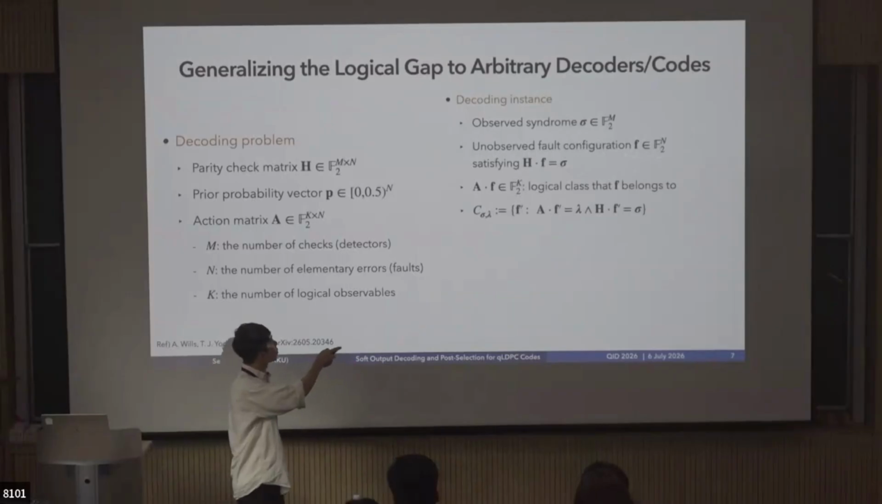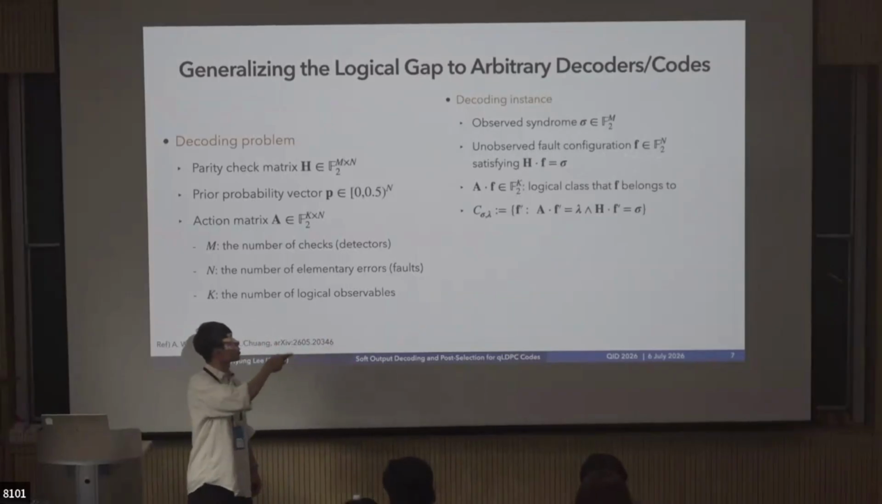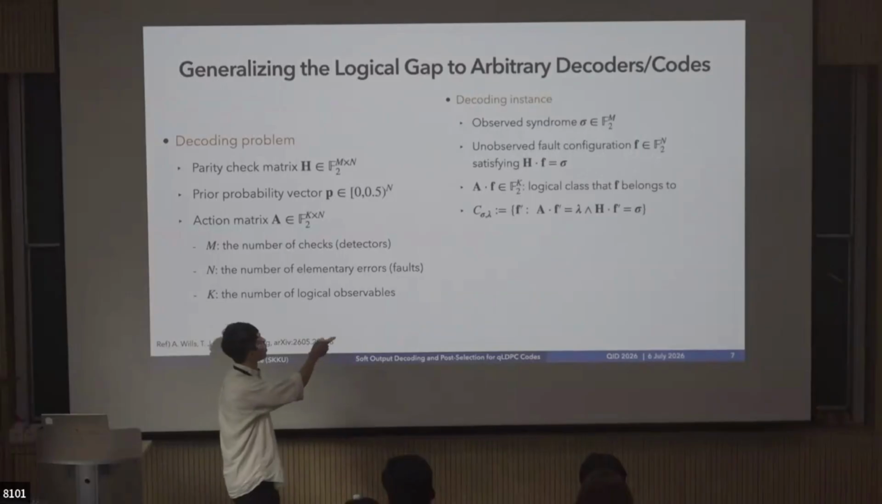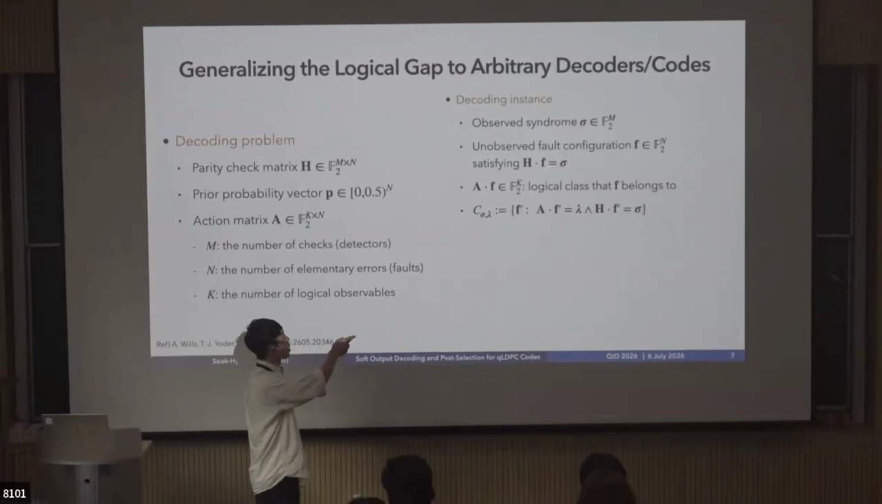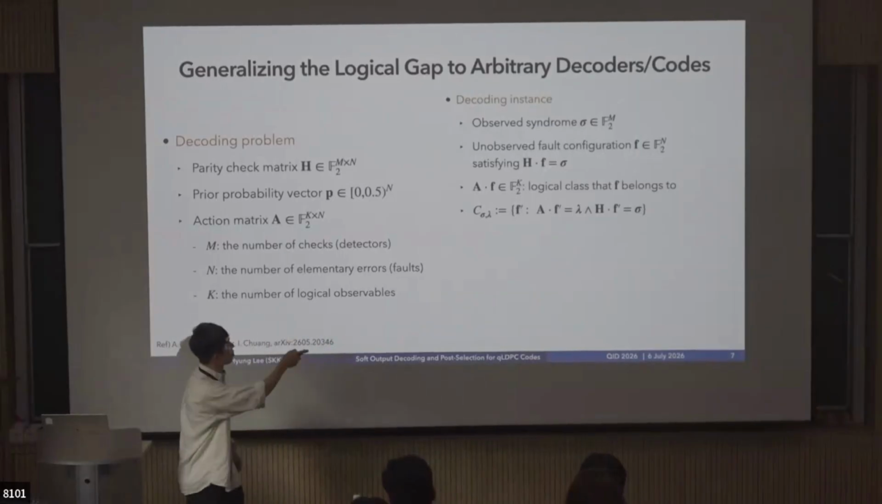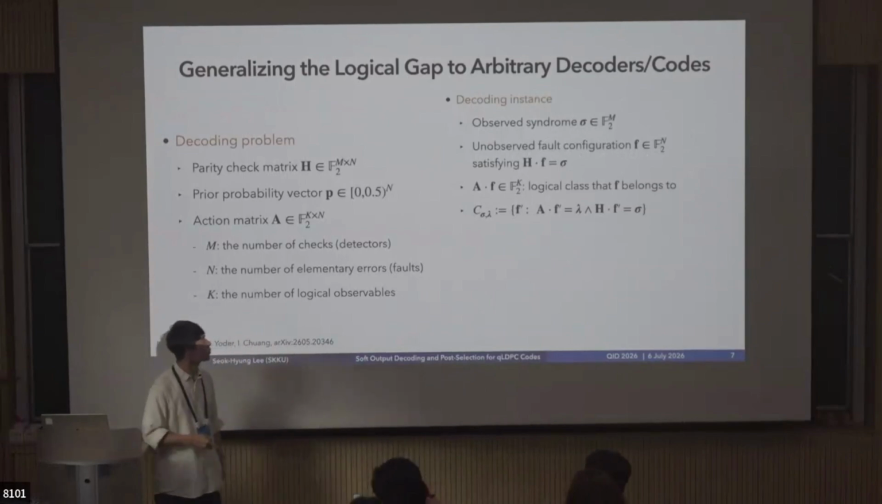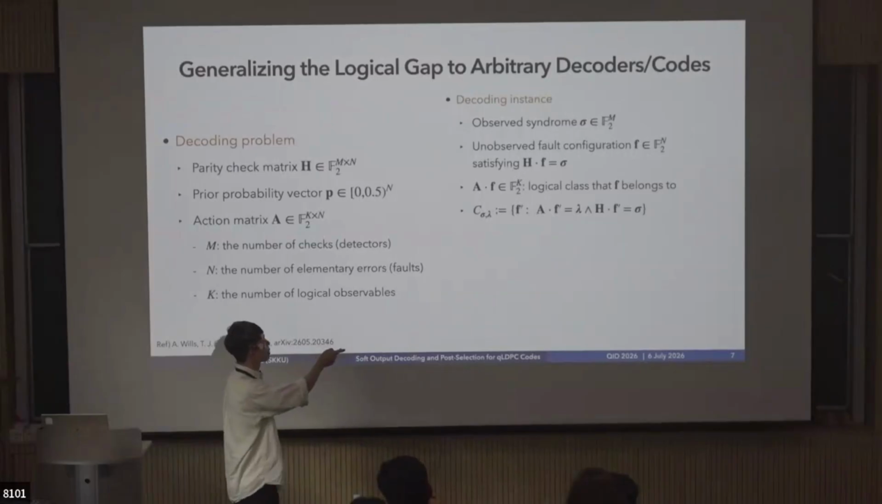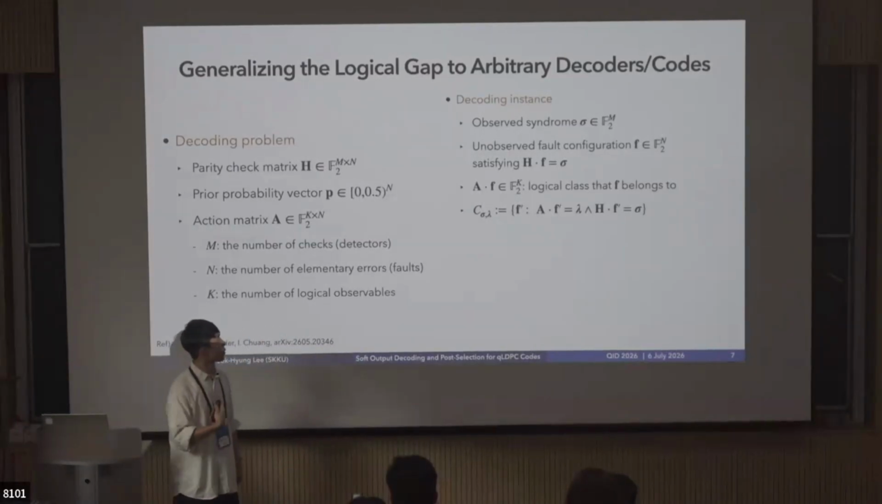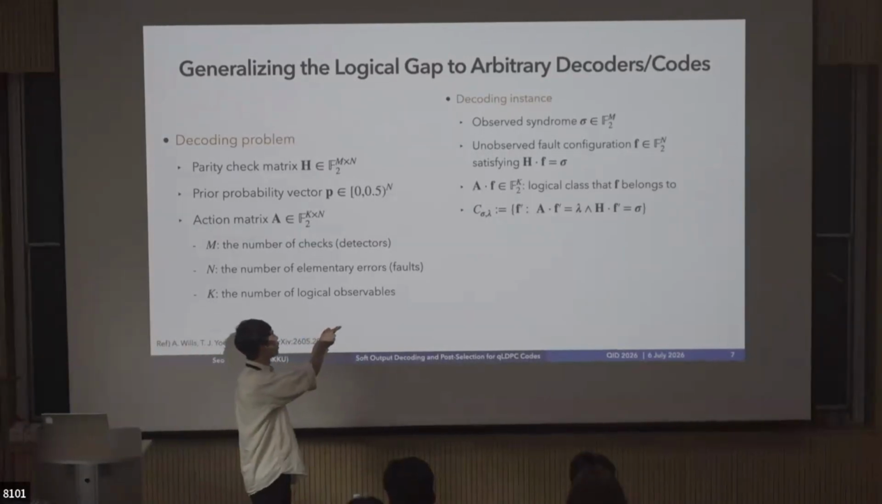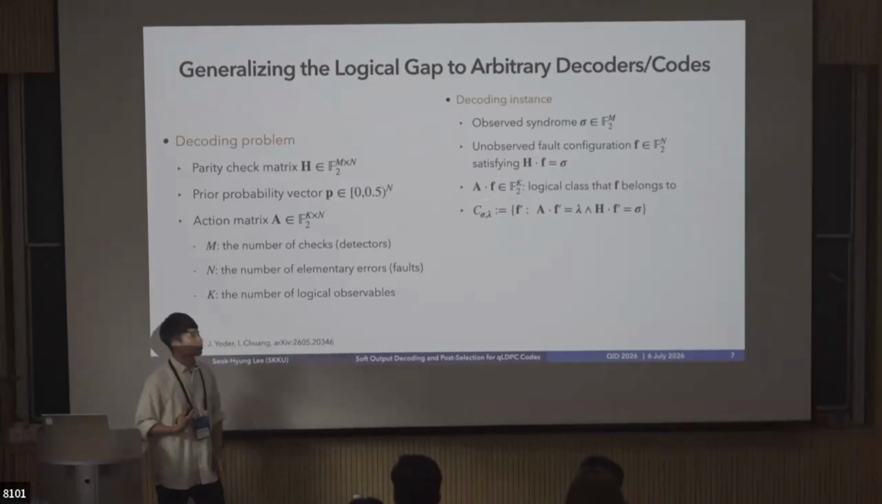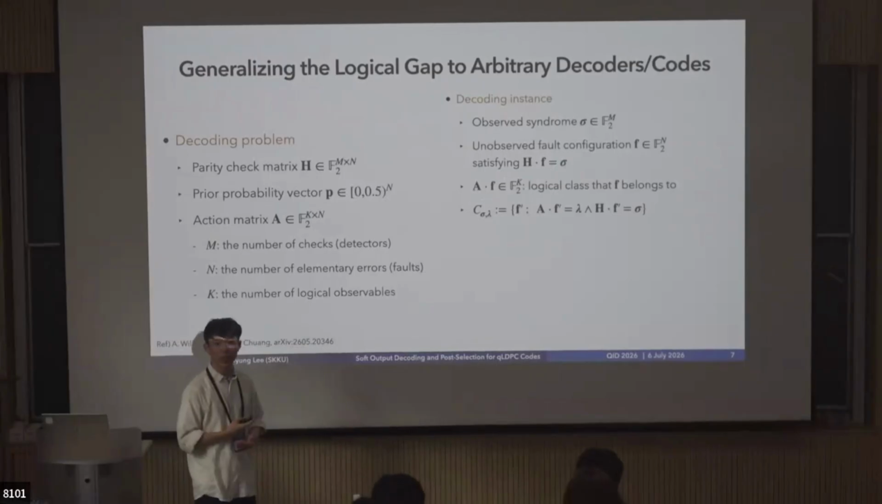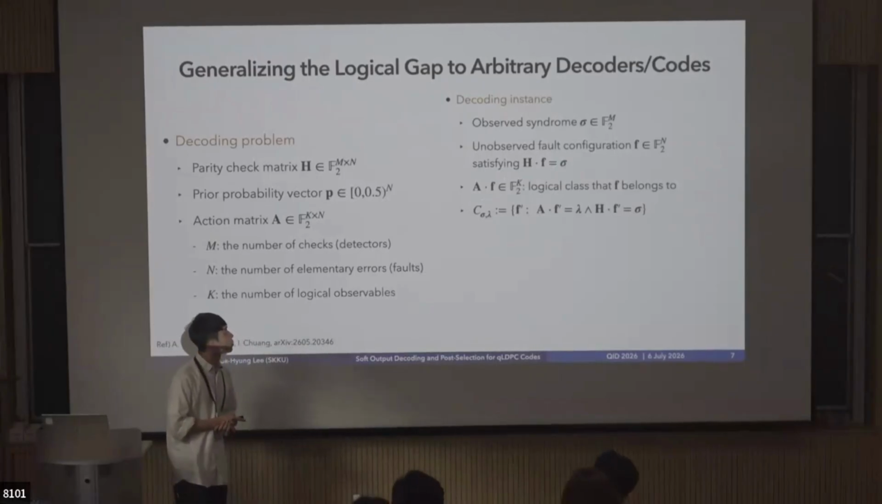But for this vector, since we observe the syndrome sigma, the vector f and the parity check matrix satisfy this relation. And we can also define the logical class that the f vector belongs to by multiplying the A matrix and the F vector, which gives a binary K-dimensional vector.